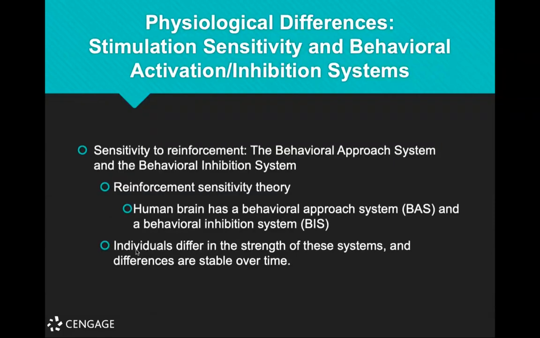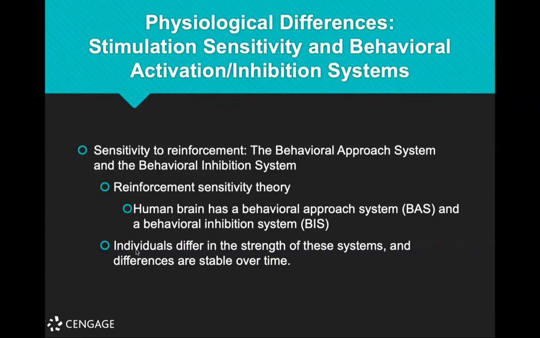And he also spoke about the behavior approach system and the behavior inhibition system. Let's call these the BAS and the BIS. So this is the reinforcement sensitivity theory. What was proposed is that the human brain has a BAS and a BIS. Individuals also differ in the strength of the BAS and BIS, and differences are stable over time. So people who are extroverts probably have a more active BAS, the approach system. People who are introverts have a more active BIS, the inhibited system.